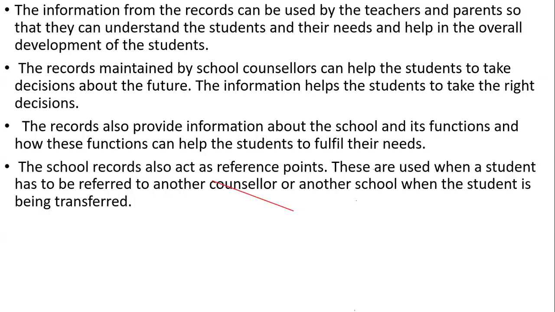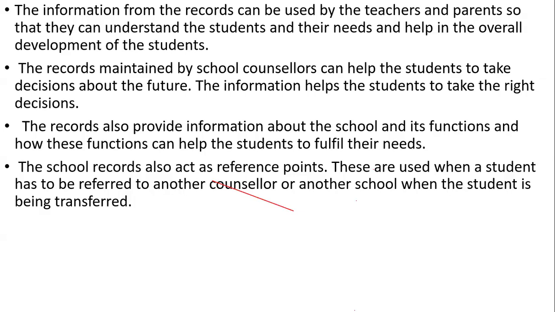The records maintained by school counselors can help the students to take decisions about the future. If the records mention their skills and abilities, then they can imagine, for example, the child is poor in mathematics but good in IT. So then they can decide their future. The information helps the students to take the right decisions. Okay, next one.